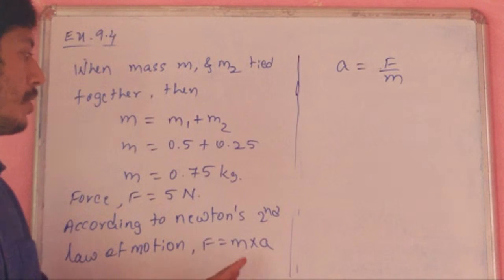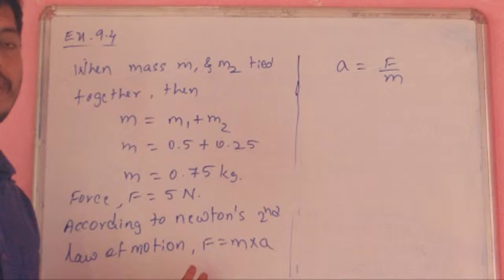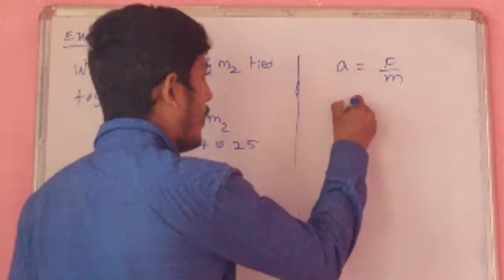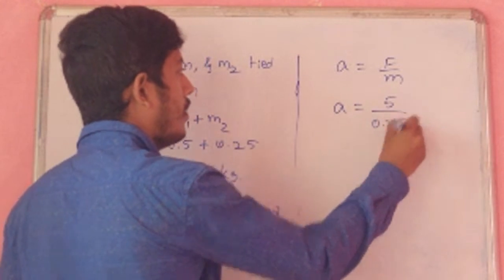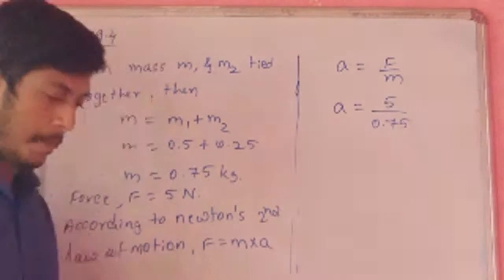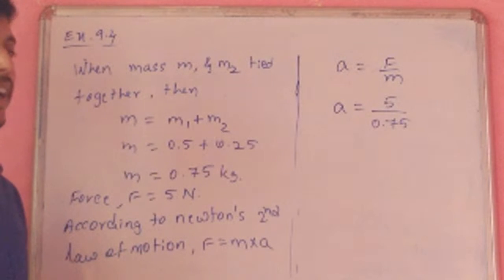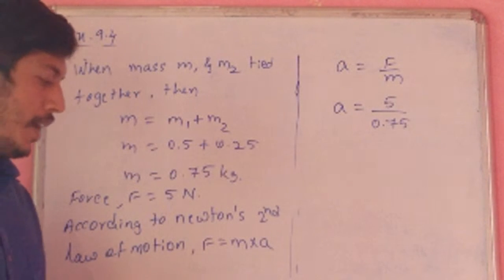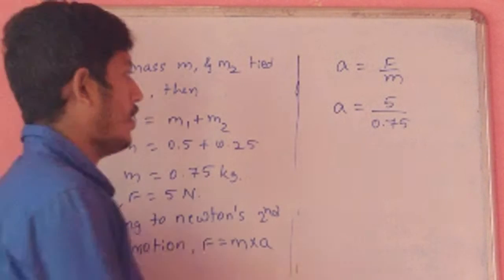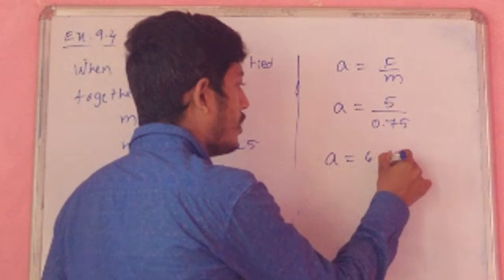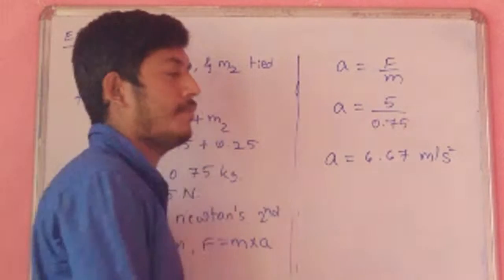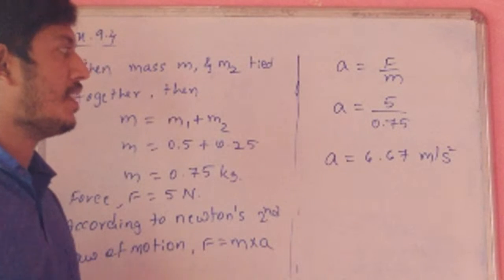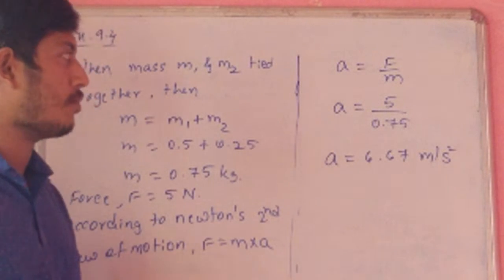So here m is multiplied, when it goes to the other side, it becomes division. Therefore a value becomes F is 5 Newton, m value is 0.75 kg. By simplifying that, we get the answer as a equals 6.67 meter per second square.